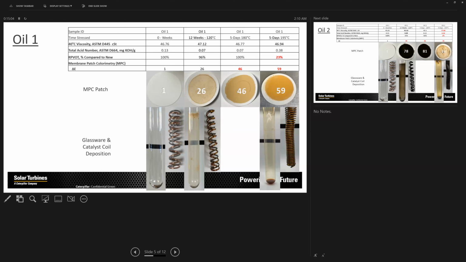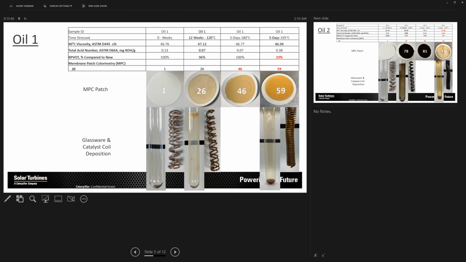So regardless of the antioxidant level still being at a very healthy amount, we are seeing a good amount of varnish precursors building up in the system, as we can see from the MPC patch, but also, in this case, we were very lucky to have a secondary confirmation of that varnish deposition. And that is by looking at the glassware itself, where the oil was aged, after it was dumped out. We could see not just the coloration but the amount of varnish that deposits.